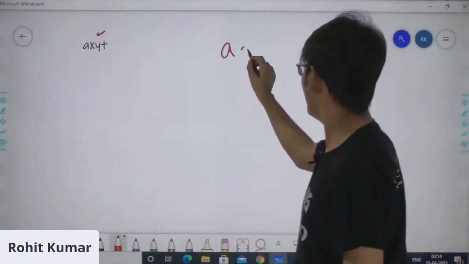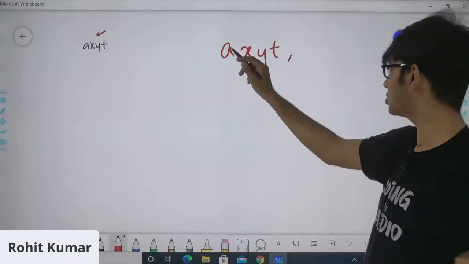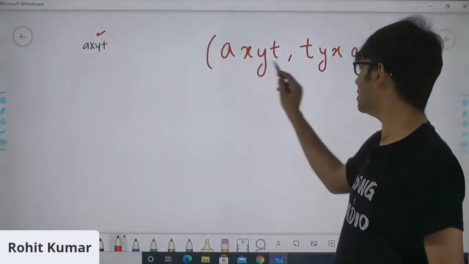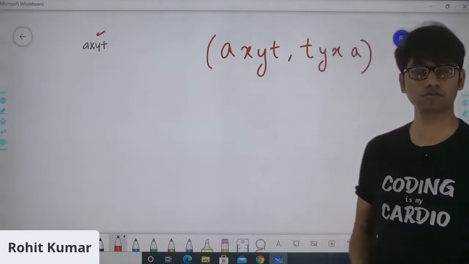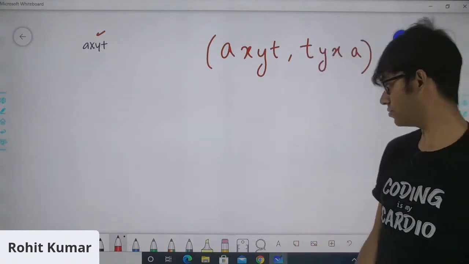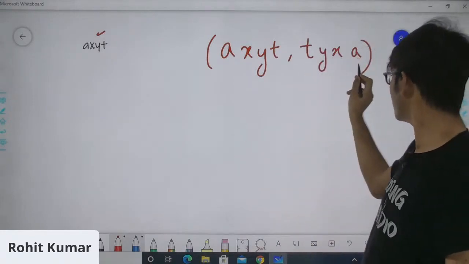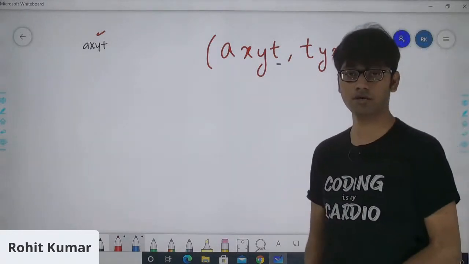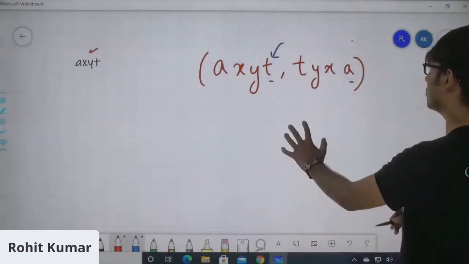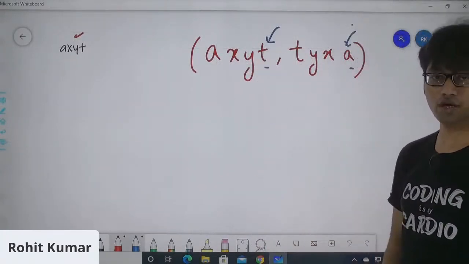So as we discussed, we have a, x, y, t as one string. And what will be the next string? The reverse of this, so it will become t, y, x, a. Right, we need to find the longest common subsequence of these two strings now. So let's have a look at how we can do it. The logic I am proposing is that I will start looking from the extreme right of both the strings, and I'll have two choices there: whether these two are equal or unequal. Over here, t is not equal to a, right?